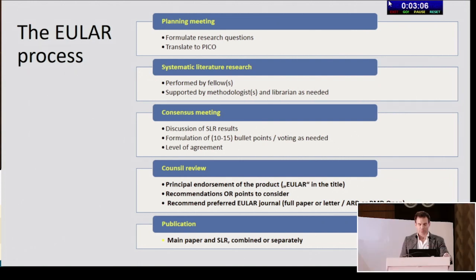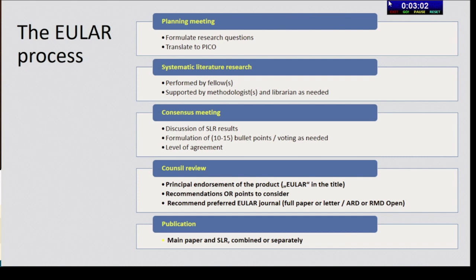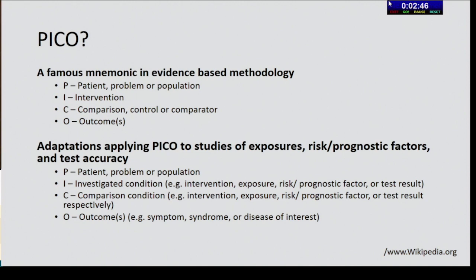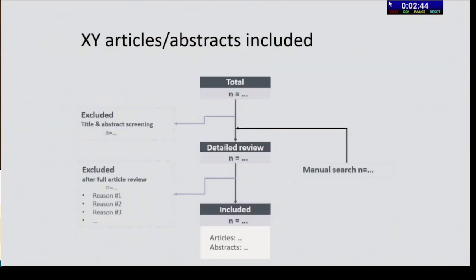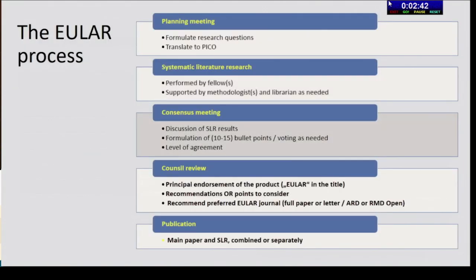And this is, so to say, the formal process in EULAR, from planning a meeting to the systematic literature review, the consensus meeting, and then the EULAR Council reviews what's coming out, and the main publications is what you usually see. So this was a brief journey across the different steps, and I'm not going into the methodology, as I promised.